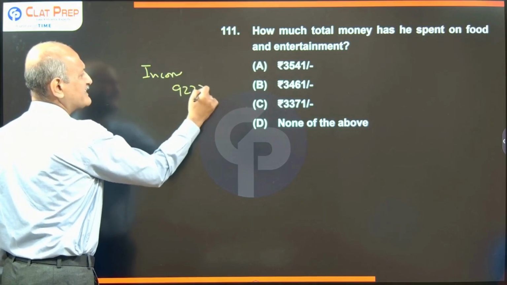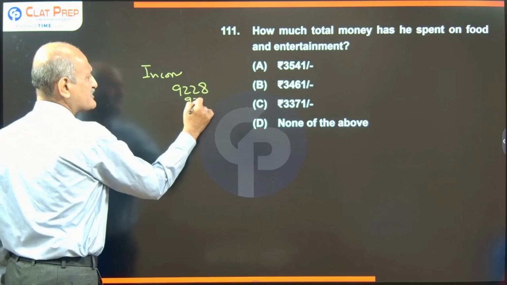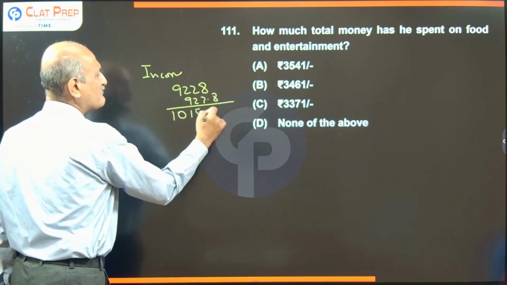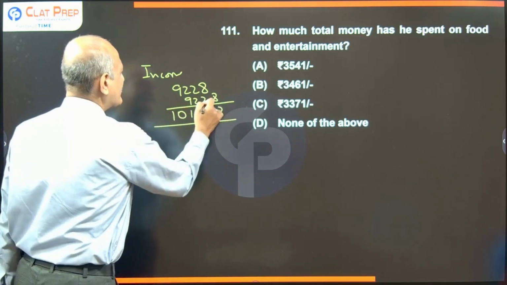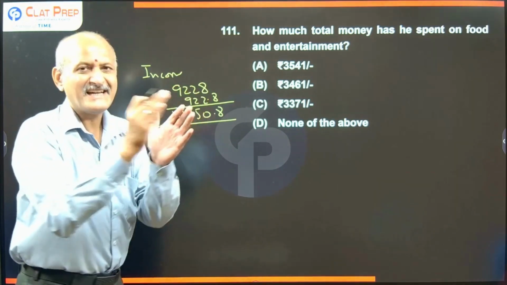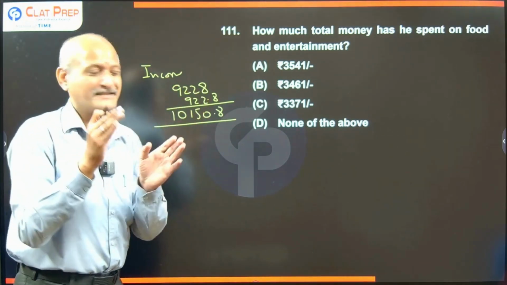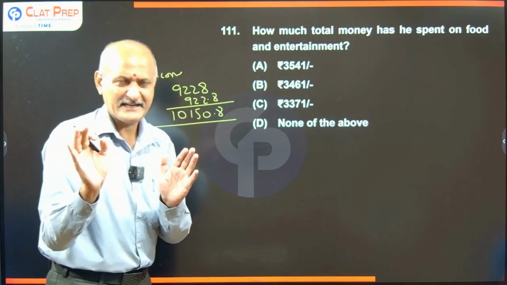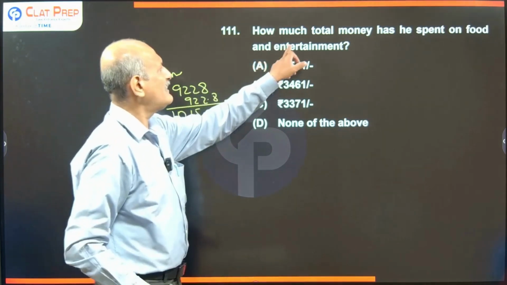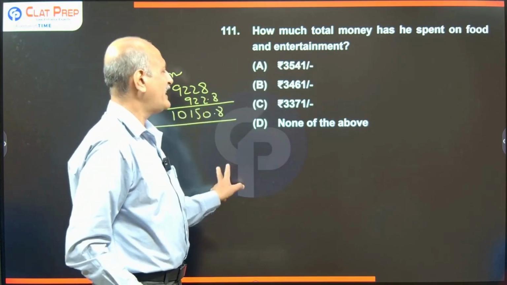It is 9228 here, 9228 plus how much? It is 922.8 here, which we got equal to how much? It is 10150.8 here. Like this we got it, correct? Now this income here, he is dividing into different categories of expenses. Okay, now what do we want? We want this one. How much money has he spent on food and entertainment?